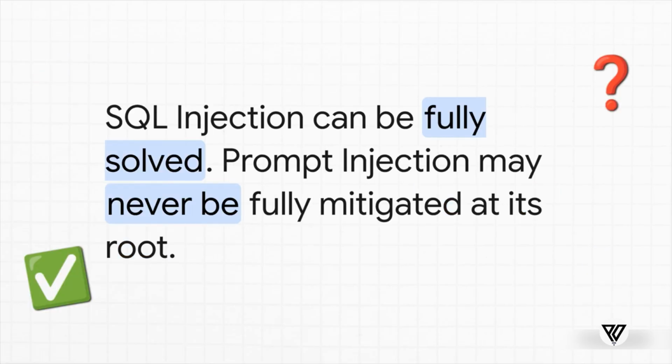And this leads to a pretty terrifying conclusion. For SQL injection, we found a silver bullet. It's a technique called parameterized queries, and it basically builds that hard wall between code and data, solving the problem. But for prompt injection, because there is no wall to build, it's entirely possible we will never find a perfect technical fix. This isn't a bug to be patched. It might just be a permanent, built-in risk of using these models.